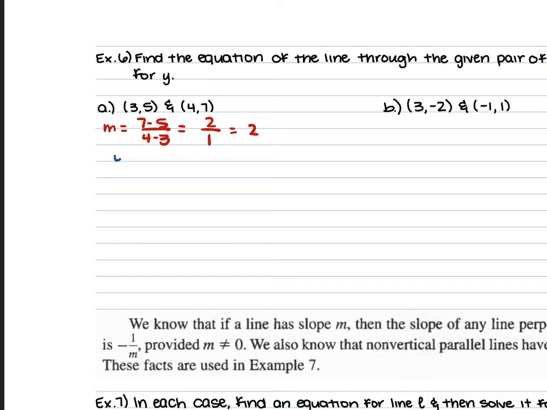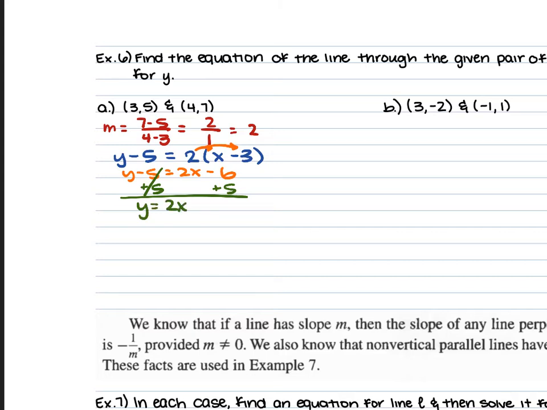So we're going to have point slope form. Y minus y1 is equal to our slope times x minus x1. So y minus, I'm going to use 3, 5. Y minus 5 is equal to 2 times x minus 3. We're going to solve this for y now. So I'm going to distribute the 2. So I'm going to have y minus 5 is equal to 2x minus 6. And then I add the 5 to each side and just have y is equal to 2x minus 1.